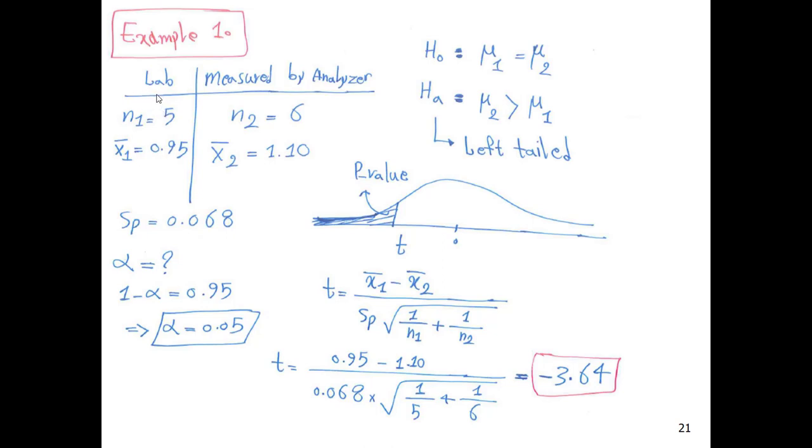So we have the lab measurement and the analyzer measurement. For the lab measurement, I have 5 data points, and the mean is 0.95. For the analyzer, I have 6 data points. The mean is 1.1. The S pooled is already given to you. So for alpha, we have the confidence level. Confidence is 1 minus alpha, which is given to you as 95%, or 0.95, and alpha is the significance level.